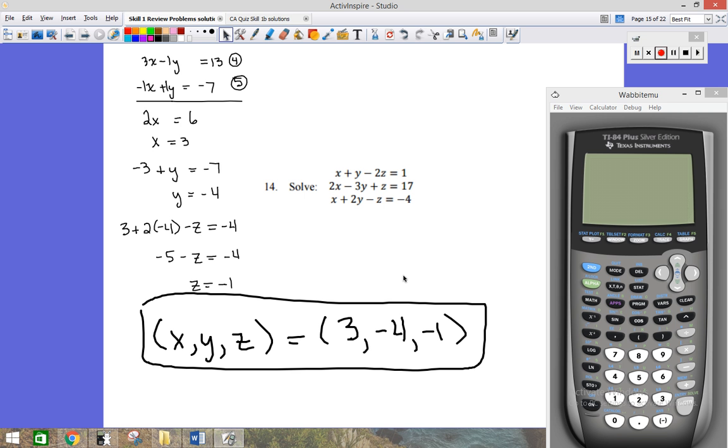Now, the technique does not say that we have to check. It's not an extraneous solution type of situation. And I'm not going to give you one that's a no solution or infinitely many solutions. These three planes are going to intersect at a unique point.